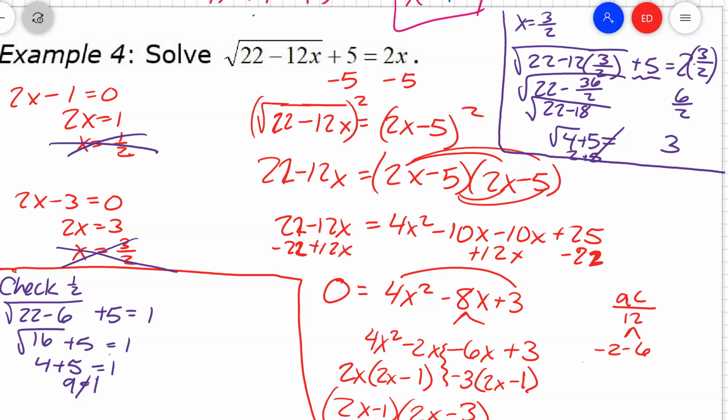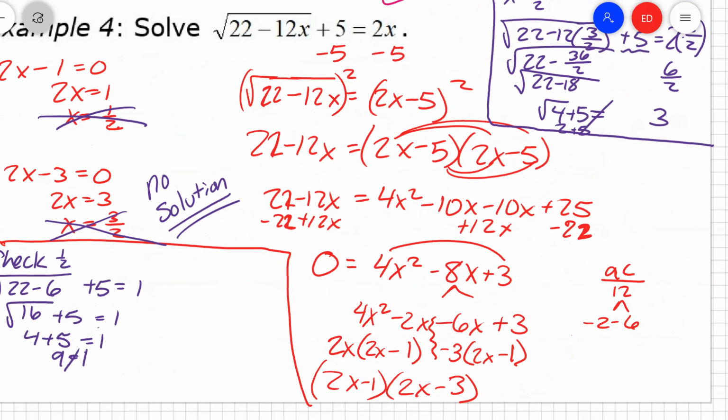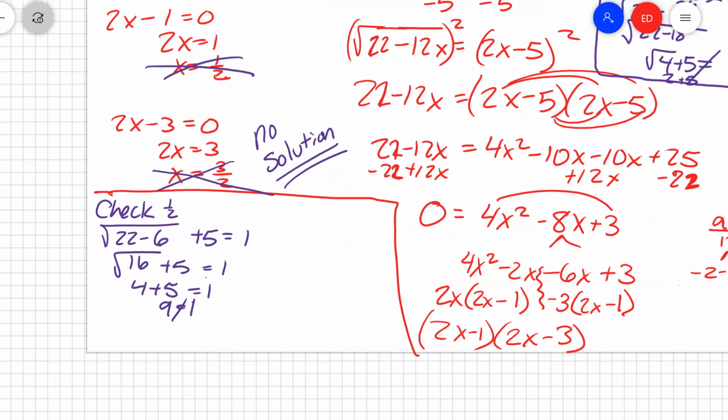So don't get tricked and think, if 1/2 isn't the solution, then it has to be 3/2, because you could have no solution, and that may happen. That concludes this problem. There's really no solution, and that's what you would write, because we end up with 2 extraneous solutions. And that is it for this problem.